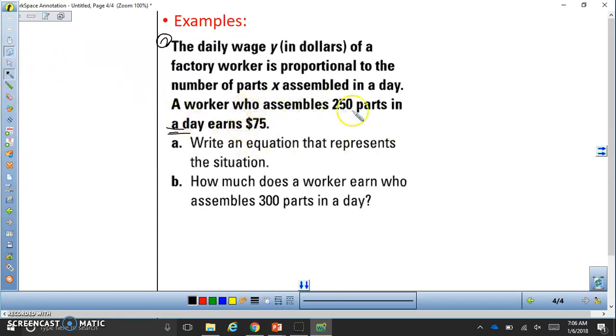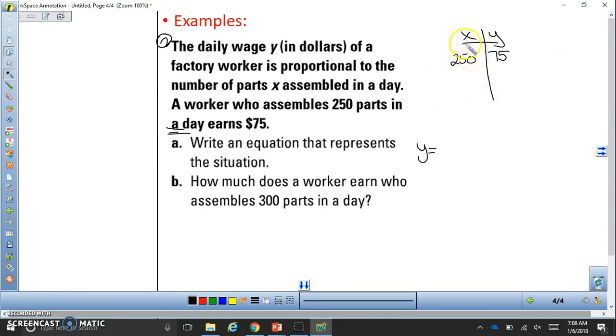So a worker who assembles 250 parts in a day earns $75. So the daily wages, Y equals, he assembles 250 parts and he gets $75. Okay. So, how are we going to write our equation?